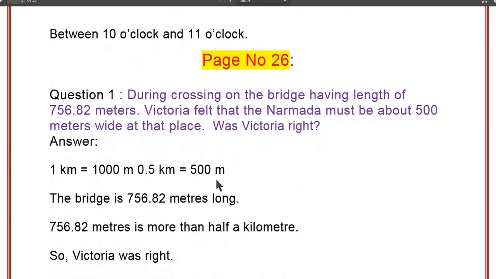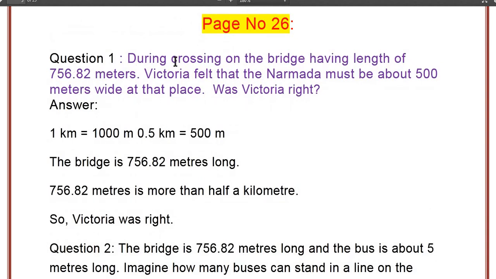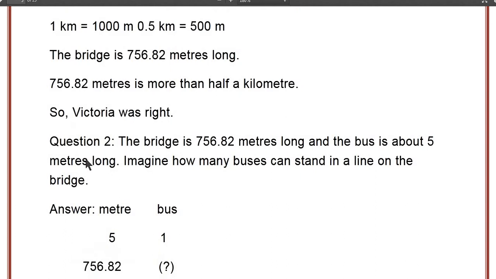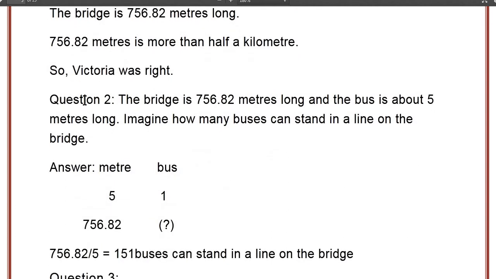Page number 26. Question number 1. While crossing the bridge having length of 756.82 meters, Victoria felt that the Narmada must be about 500 meters wide. At that place, was Victoria right? Answer. We know that 1 kilometer is equal to 1000 meter and 0.5 kilometer is equal to 500 meter. The bridge is 756.82 meters long. 756.82 meters is more than half a kilometer. So Victoria was right.